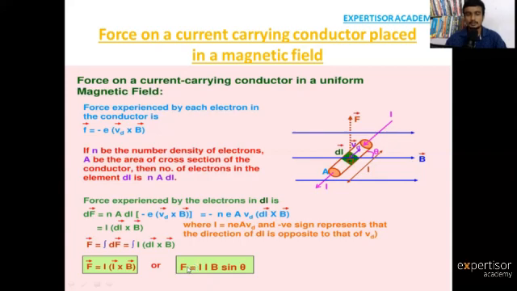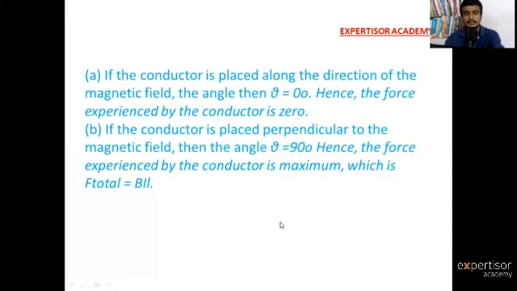Theta is equal to 0, magnetic force is minimum. So this is the force on a current carrying conductor placed in a magnetic field. See this, if the conductor is placed along the direction of the magnetic field, then the angle theta is equal to 0. Hence the force experienced by the conductor is 0.